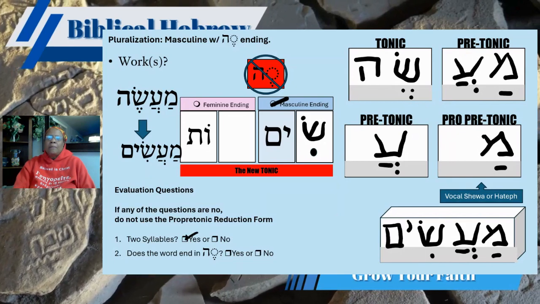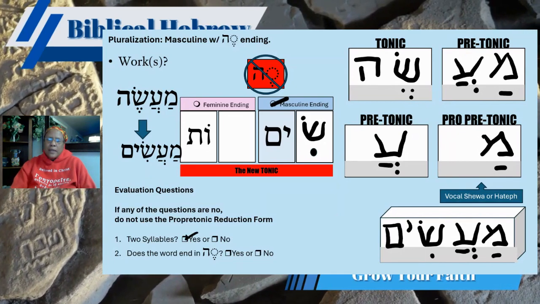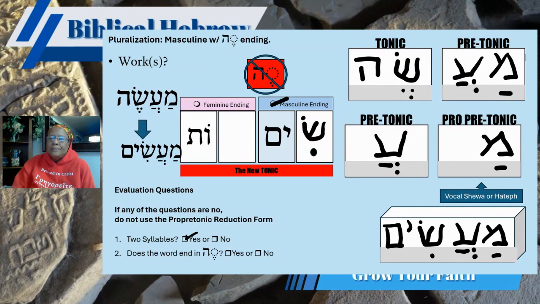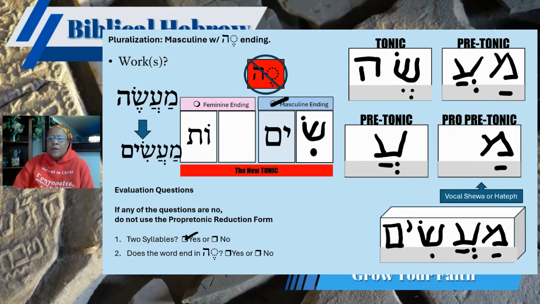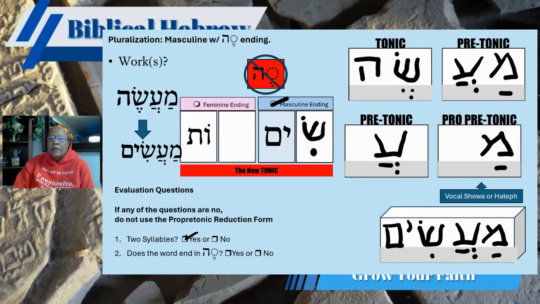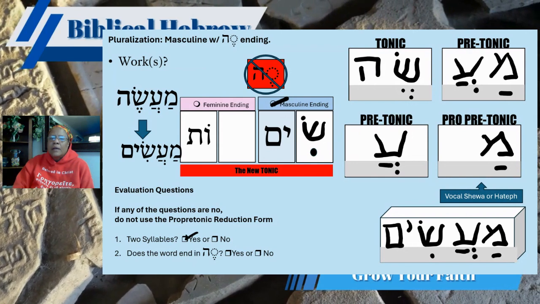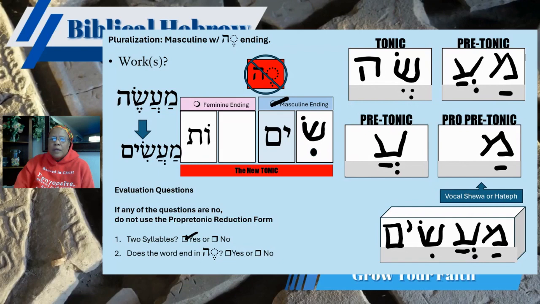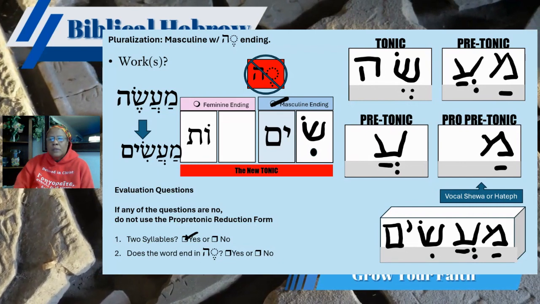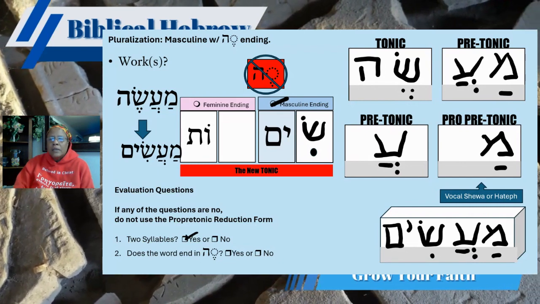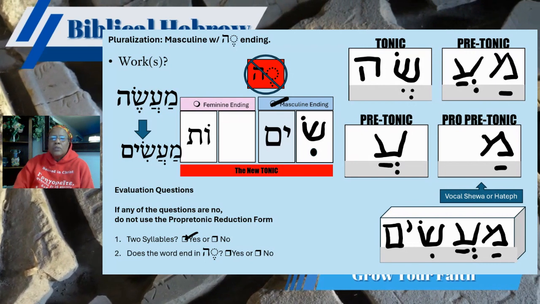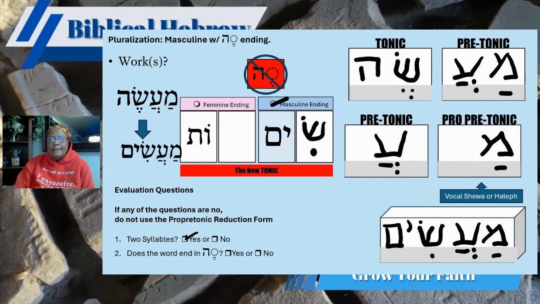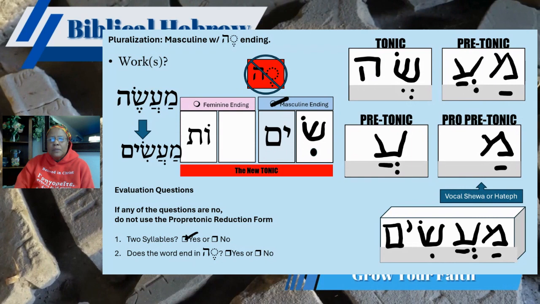Mahane. Very quiet and hey. Okay, here we go again. Ma. Notice no reduction there. Che. Cha, I should say. So, reduced vowel. And nim.